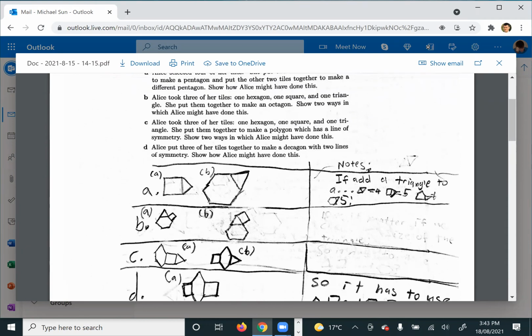The next question is, this is something you said you did as well, so you should look. Alice took 3 of her tiles, 1 hexagon, 1 square, and 1 triangle, and put them together to make an octagon in 2 ways. Yeah? Yeah. Okay, so this student did it like this, 2 ways.